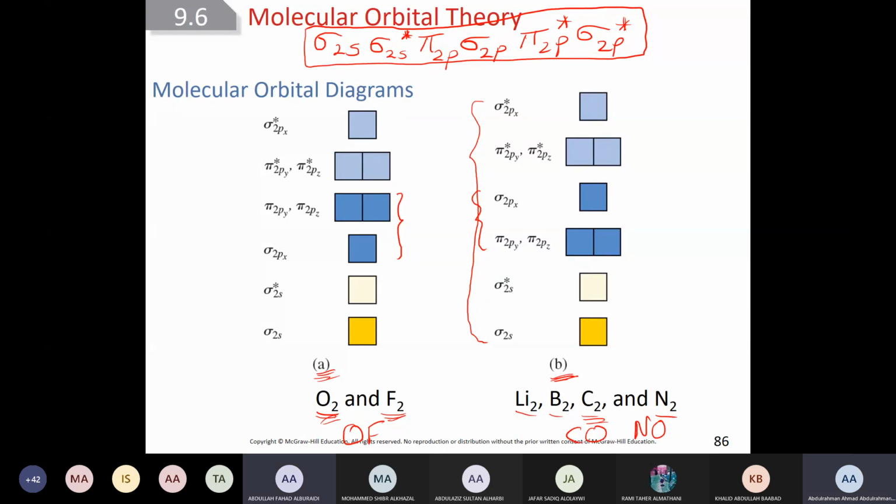A or B? B. How about if I ask you to write A? What are you going to write? Sigma 2s, sigma star 2s, and then sigma 2p, then pi 2p, and then pi star 2p, then sigma star 2p.